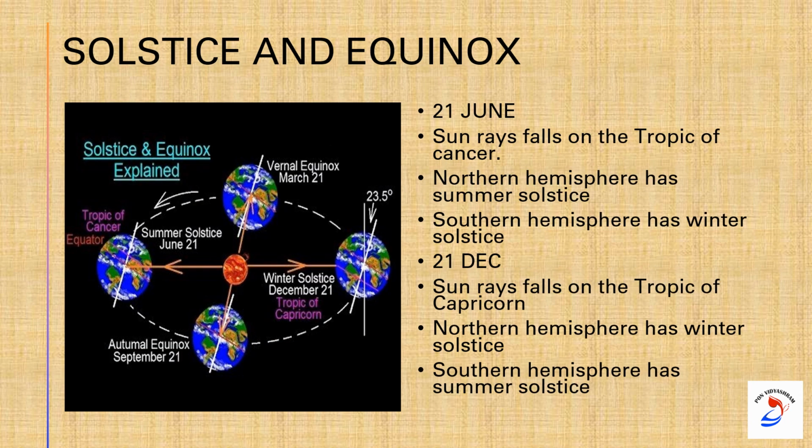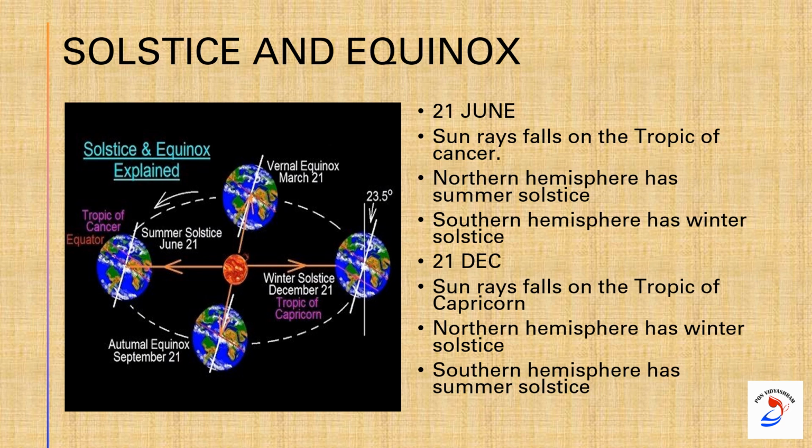Yes, children, here are another two days, solstice and equinox. There we studied 21st March and September. Here we are going to learn about 21st June and 21st December. Here it causes the solstice. Sun rays fall on the Tropic of Cancer and Tropic of Capricorn. Okay, that's what I gave you as a small introduction about the Tropic of Cancer and Tropic of Capricorn. Those are called latitudes.